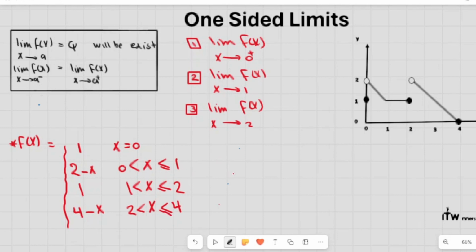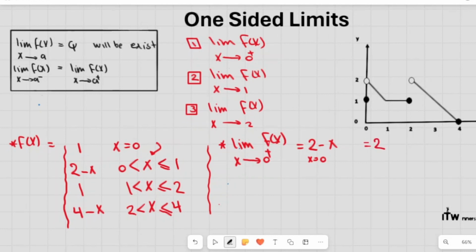Okay, so let's start to find our limits here. From the first one, the limit of f of x when x approaches 0 from the positive side will be defined on this interval, so 2 minus x, and here x equals 0, so this will be equal to 2.